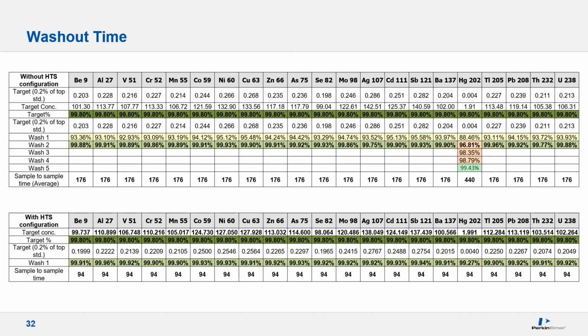Comparing this to the analysis using an HTS system in the bottom table on this slide, where the loop rinse time had been set to 8 seconds, you can see that again all elements reached within 1% of their target value for the analysis. However, this time all elements adequately rinsed out to over 99.8% rinse out over the first try. This gave an average sample to sample time of 94 seconds, essentially doubling productivity.